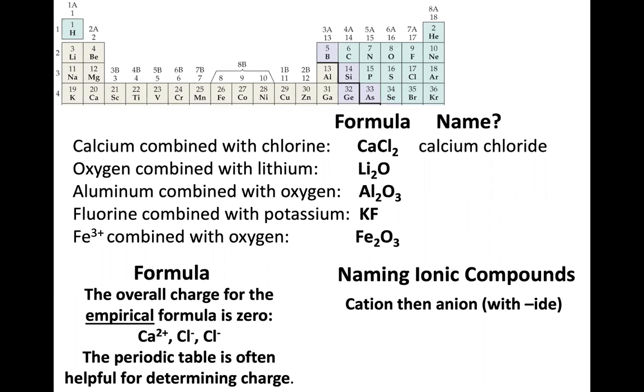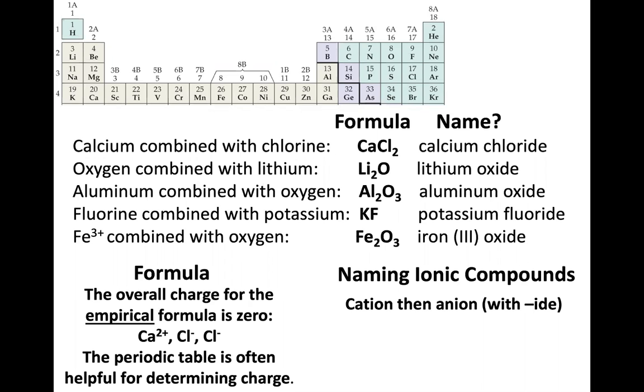When I'm going to be adding the naming on this one, we had calcium chloride. Below that, I see lithium oxide, aluminum oxide, potassium fluoride. Fe2O3, I would name as iron 3 oxide. Remember, the 3 is telling me what the charge was on the iron, iron 3 plus.